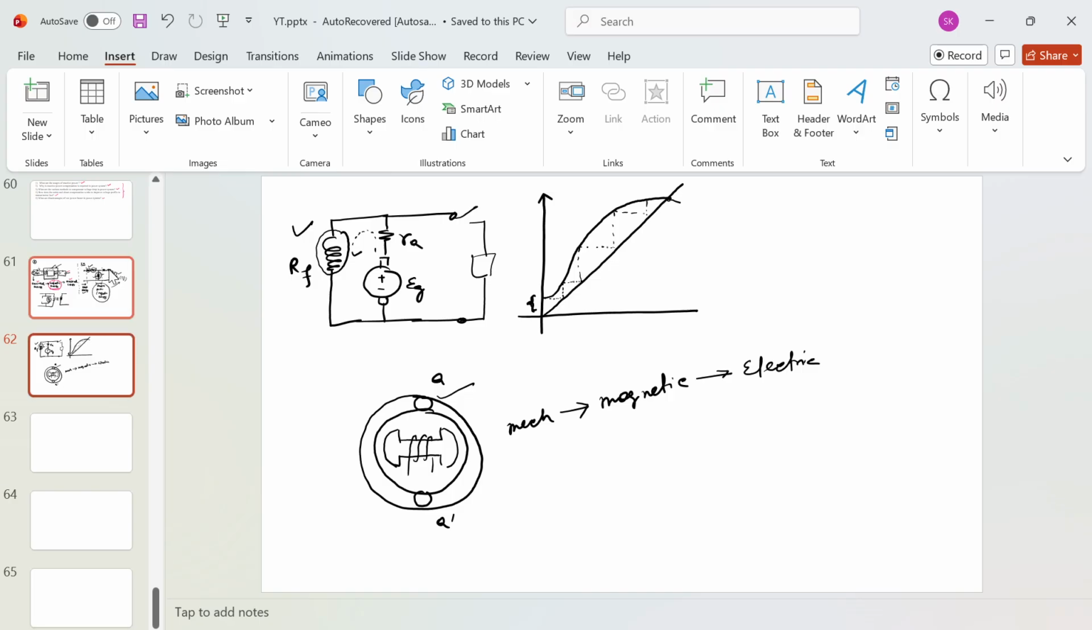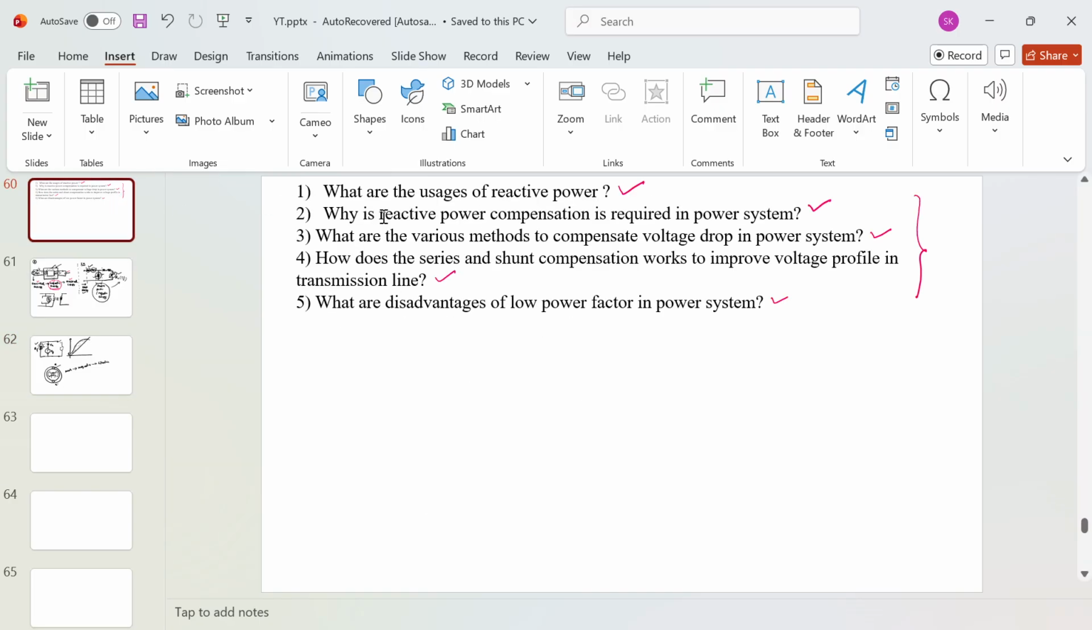So that's why we need this particular thing, the uses of reactive power. It is very essential to have reactive power. If we don't have any reactive power in the system, then it is not a good scenario for us. Okay. Now, why is reactive power compensation required?